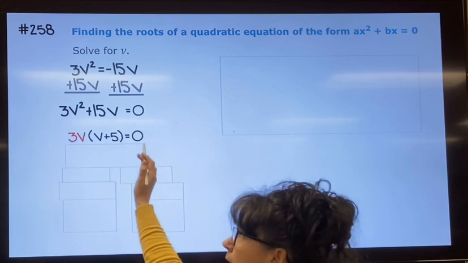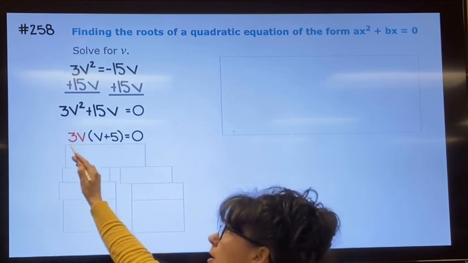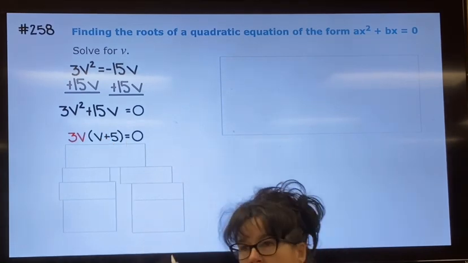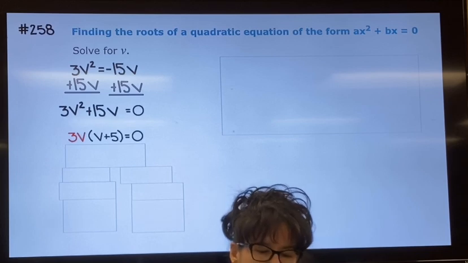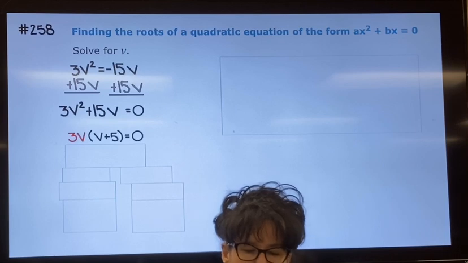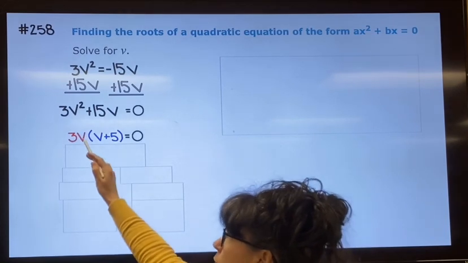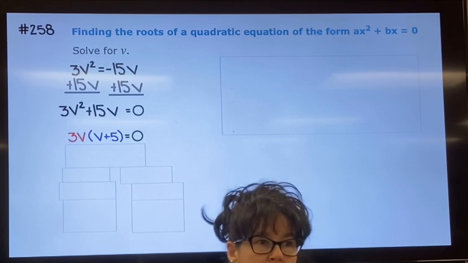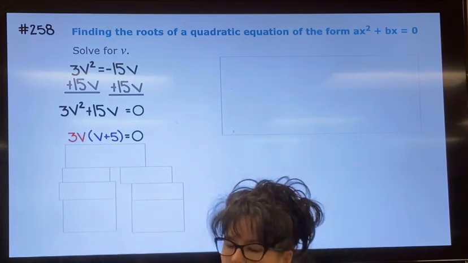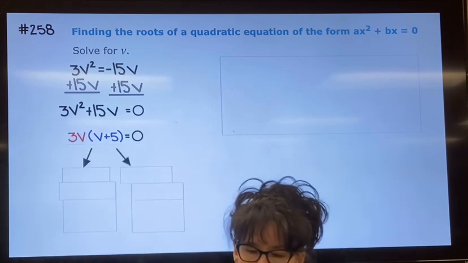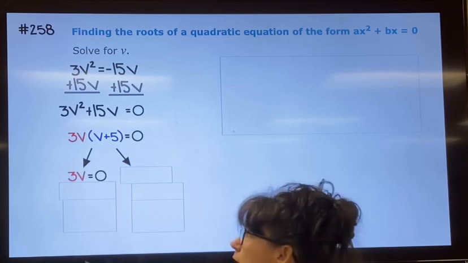So what I have right now is the red part multiplied by this part is equal to 0. And if things multiply together to get 0, the only way that happens is if one of those things is 0. So I'm just going to say it as red times blue equals 0. So either the red equals 0 or the blue equals 0. Let's find the numbers that make the red one 0 and find any numbers that make the blue one equal 0. So I'm going to set the red one equal to 0 and solve.